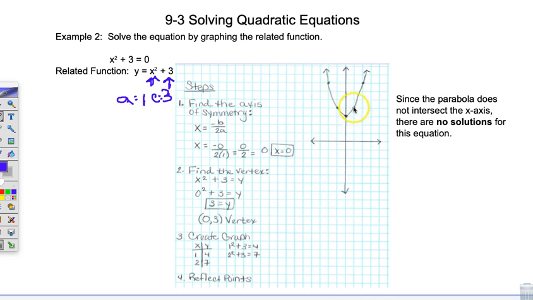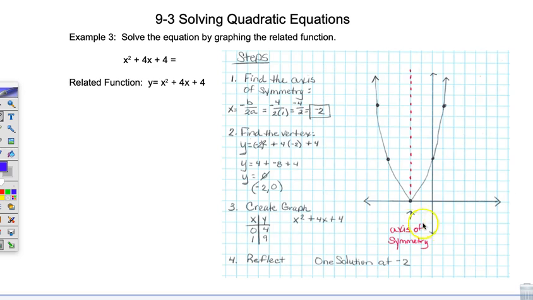So really you only need to come up with 2 additional points here so you can reflect them over. And again, you want to choose small values for your x so that you can do that quite quickly. Let's take a look at another example.